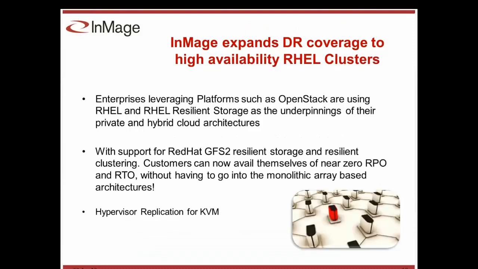Continuing with the clusters, and we're really excited about this, is we've actually added Red Hat Enterprise Clustering. So with many enterprises leveraging platforms such as OpenStack and other cluster or resilient storage solutions, it's kind of driving the organization for that uptime and that reliability of their private or even their hybrid cloud architectures. So with InMage version 7, we've now introduced support for Red Hat GFS 2, which is their resilient storage and resilient clustering capabilities. So now you can not only focus on getting that near zero RPO and RTO, recovery point and recovery time objectives, without having to go to a monolithic array-based architecture.